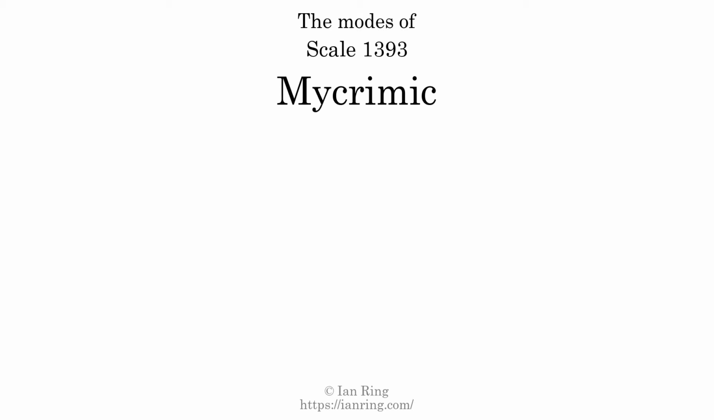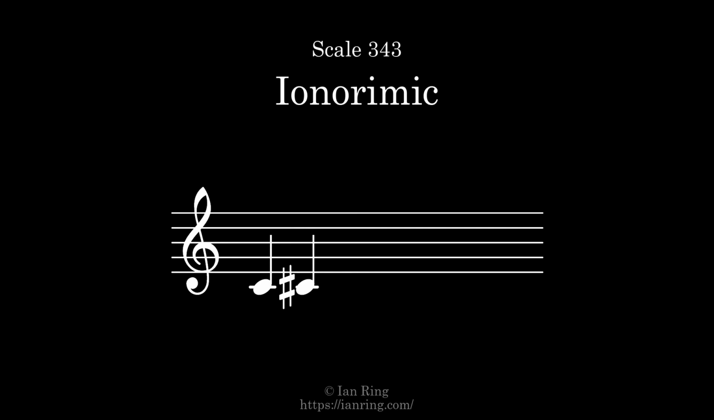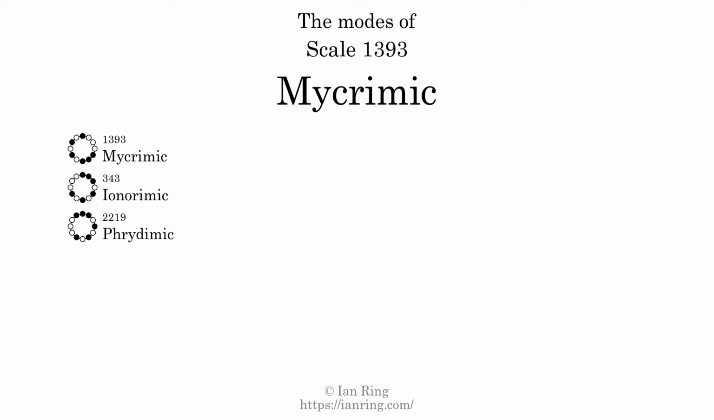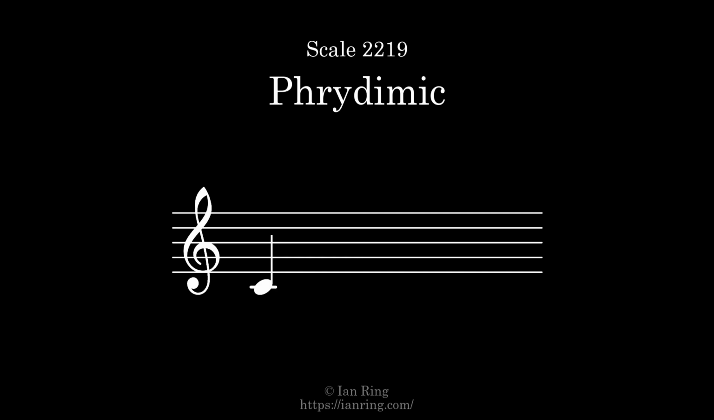This scale has 6 modes. The first mode is itself. The second mode is scale 343, also known as Imperfections. It sounds like this. The third mode is scale 2219, also known as Mycrimic. It sounds like this.